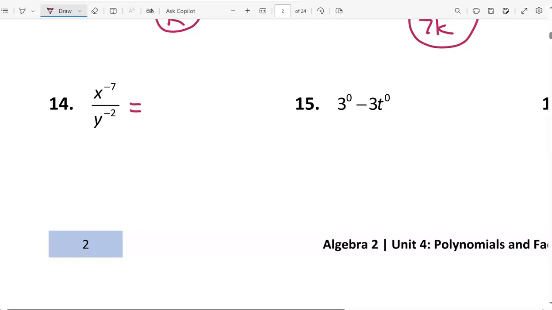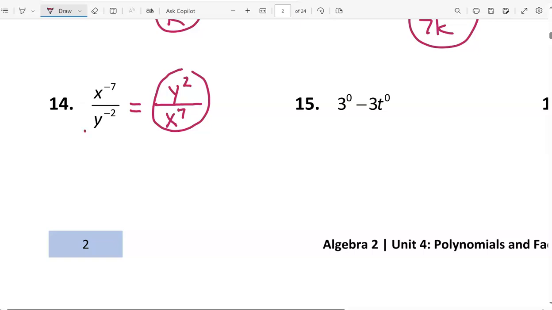Notice in number 14 that you do not have like bases. So, since we have factors in the numerator that have negative exponents and factors in the denominator that have negative exponents, we can simply move the factors. So x to the negative 7 in the numerator becomes a factor of x to the positive 7 in the denominator in the result, and y to the negative 2 in the denominator becomes a factor of y to the positive 2 in the numerator in that result.